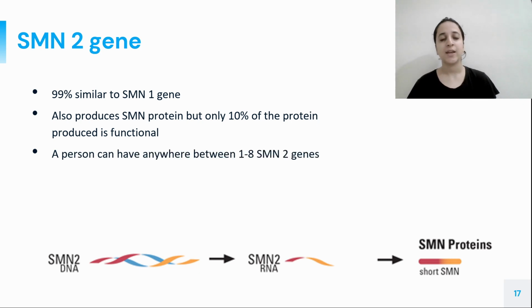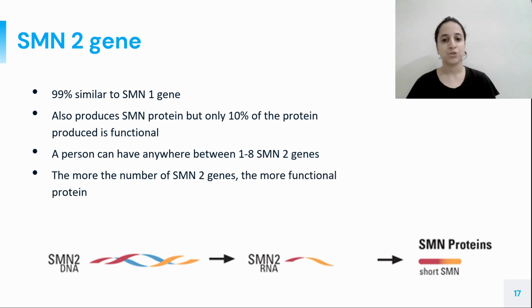A person can have anywhere between 1 to 8 SMN2 genes. So a person can have 1 SMN2 gene, or maybe 5 SMN2 genes, etc. The more the number of SMN2 genes, the more functional protein is produced.